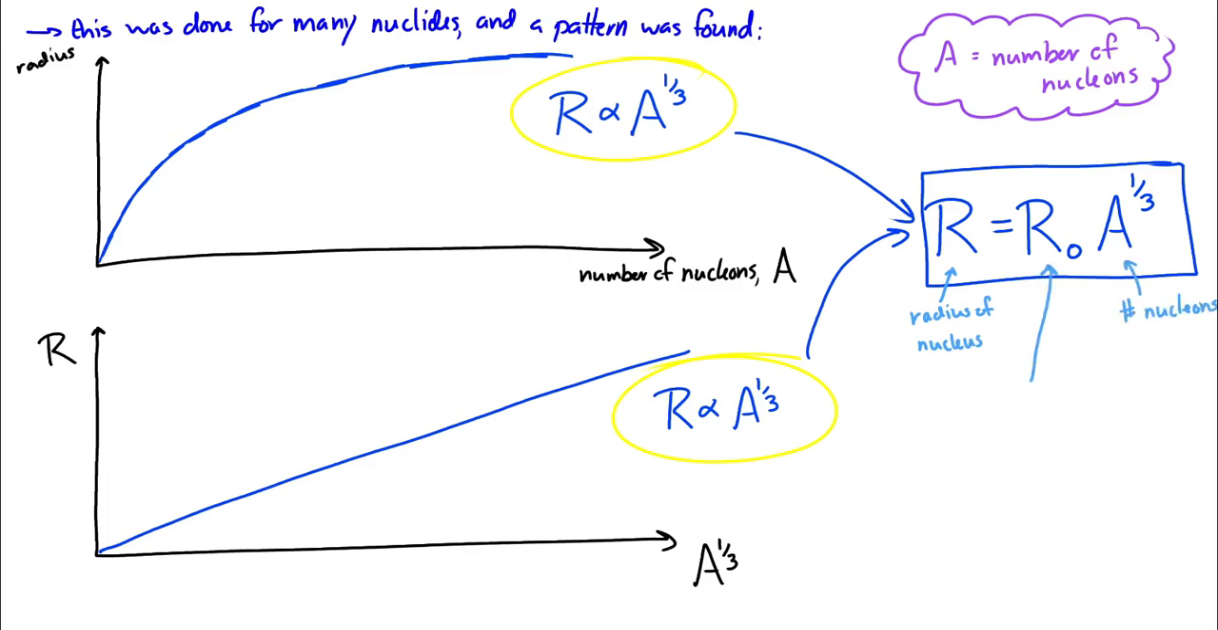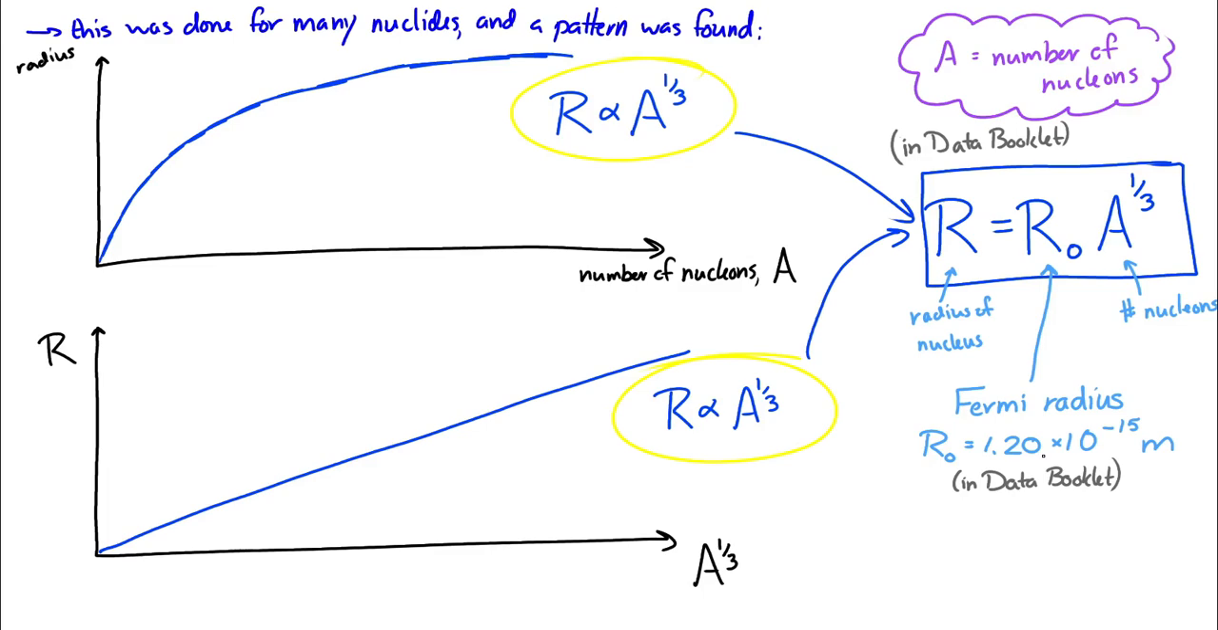And this expression is in your data booklet. That constant, R0, is called the Fermi radius, named after Enrico Fermi. And the Fermi radius is equal to 1.20 times 10 to the minus 15 meters. That value is given in your data booklet.